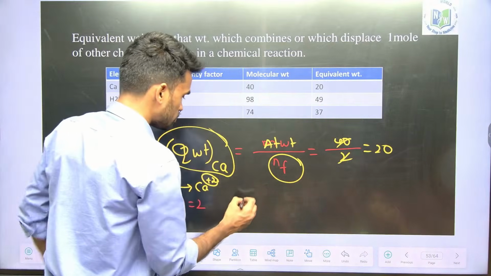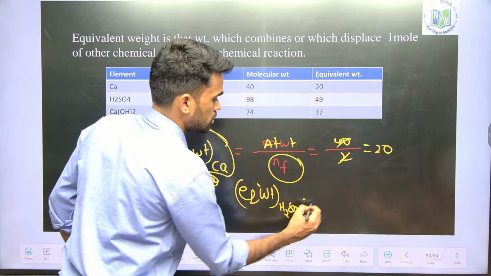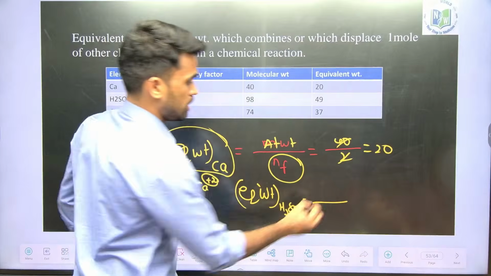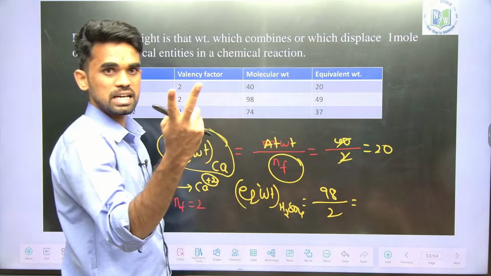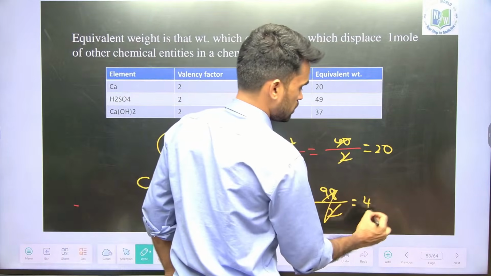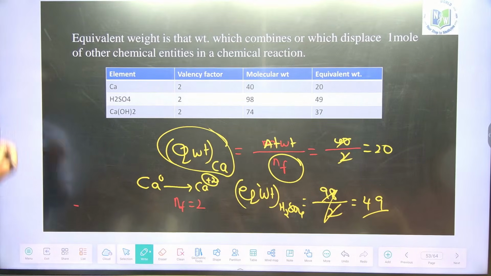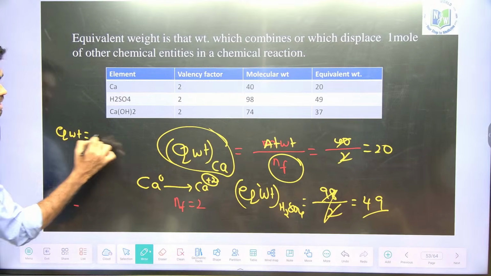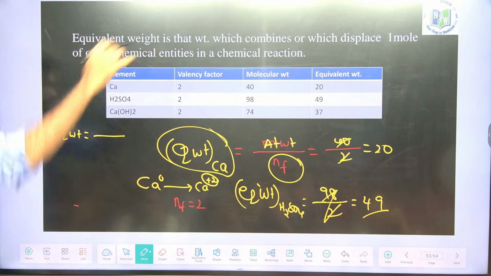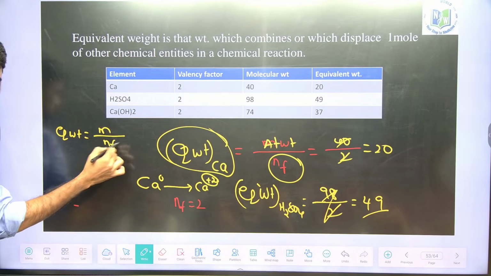Now similarly, if I ask you what is the equivalent weight of sulfuric acid? What is the molecular weight of sulfuric acid? 98. What is its n factor? 2, because 2 H plus ions it is releasing. So 49, like this. Okay. Now what can we generalize? The equivalent weight will be taken as the molecular weight of that substance by n factor. That's it. You can remember it like this.